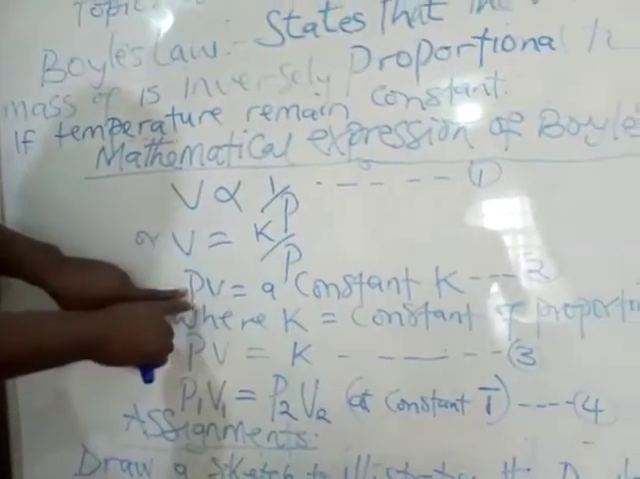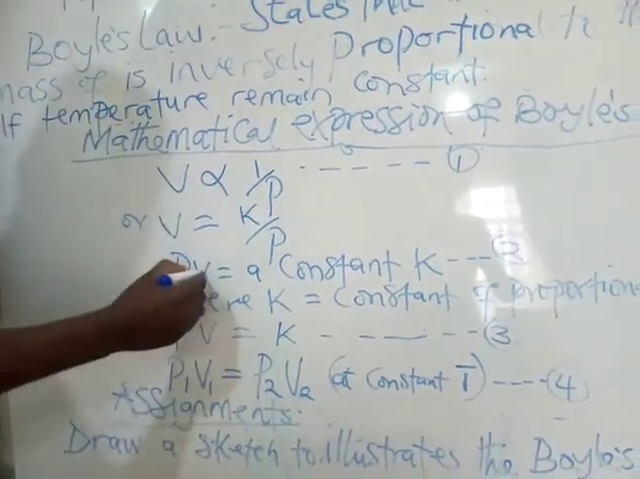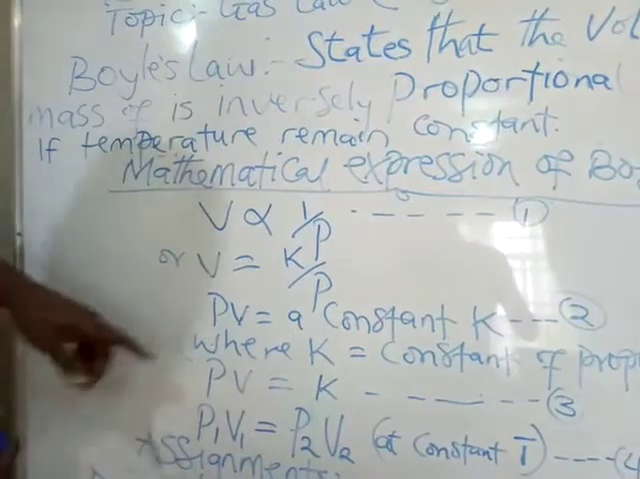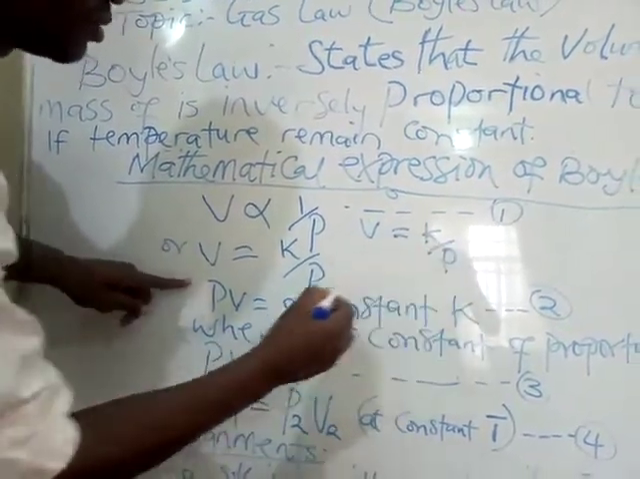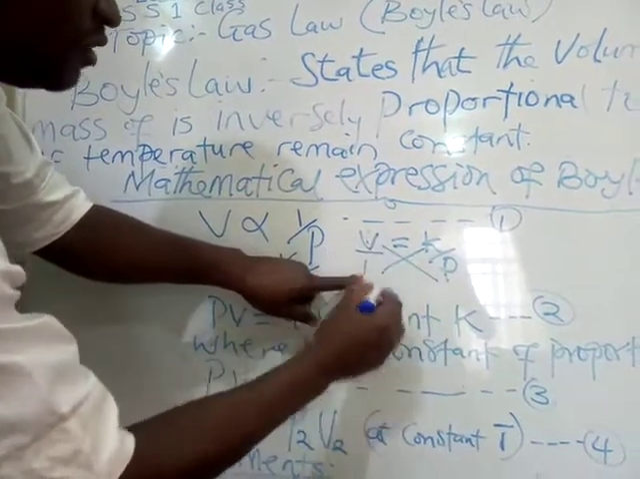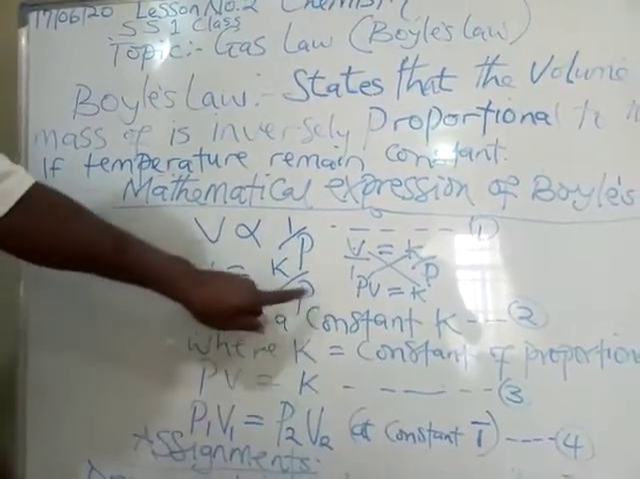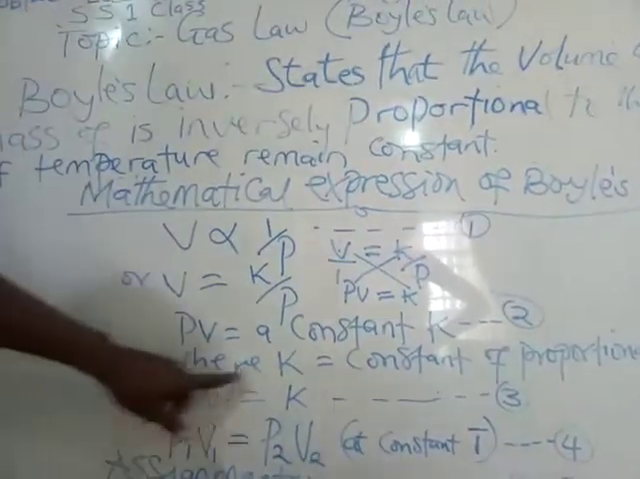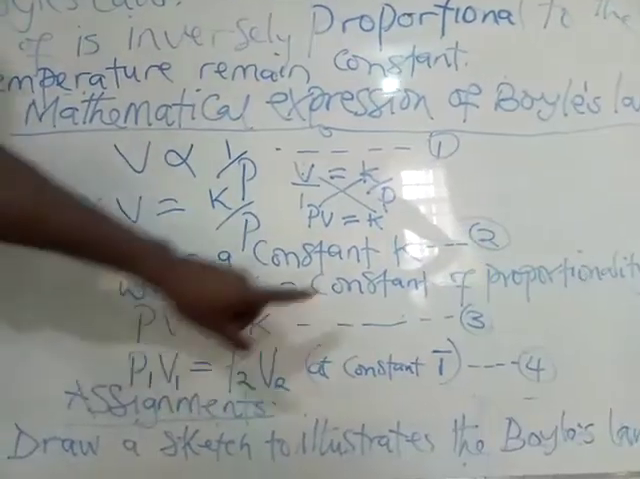Secondly, this formula will now be PV is equals to a constant K. How do we make it PV is equals to a constant K? It is when you cross multiply. That is, if you have V is equals to K over P, when you make V over 1, then you cross multiply. When you cross multiply, you have PV is equals to a constant K. That is how we arrived here. So here, the formula will now be PV is equals to a constant K. That is equation 2, where K is equals to the constant of proportionality. So therefore, your formula will be PV is equals to K, which is equation 3.